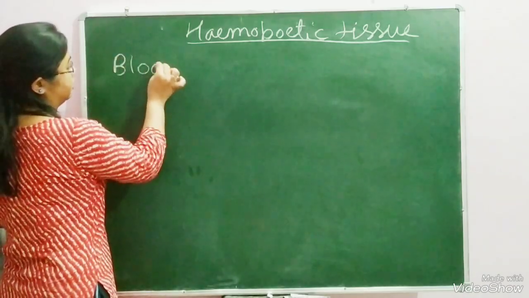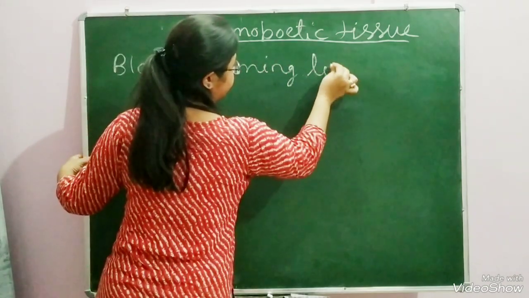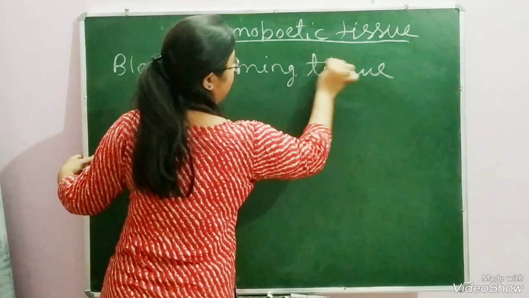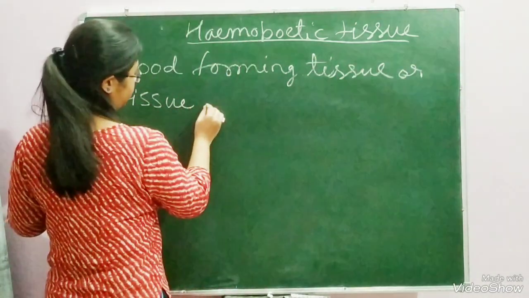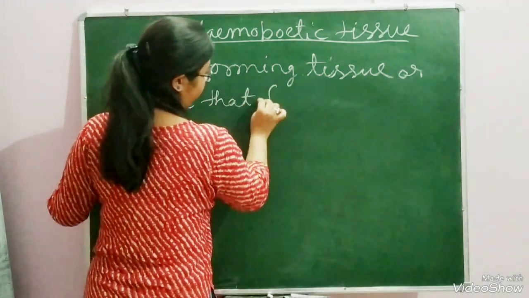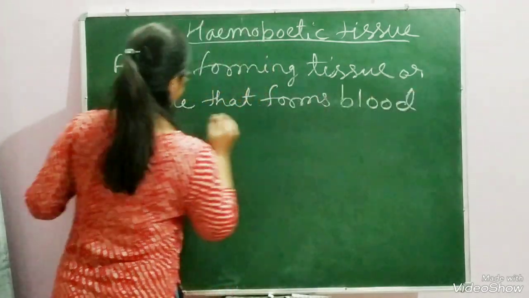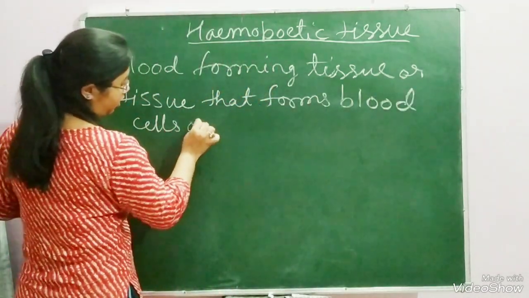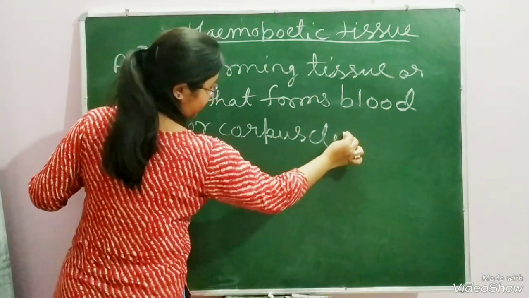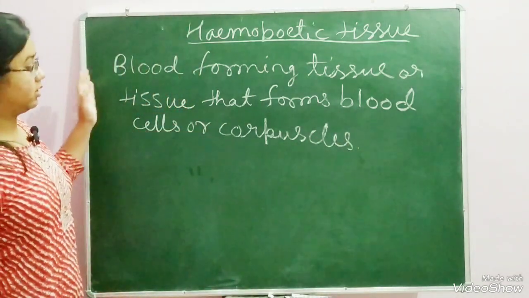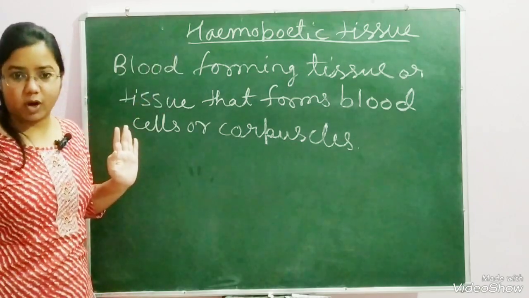Blood forming tissue, or tissue that forms blood cells or corpuscles, just like WBCs, RBCs and platelets. All the three blood cells are formed by this haemopoietic tissue.